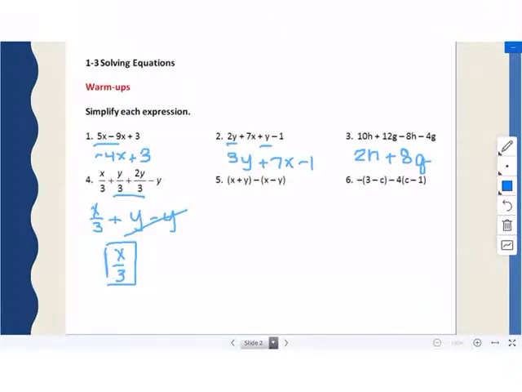In example 5, the first thing we need to do is distribute the negative. So you get x plus y minus x plus y. X minus x cancel, y plus y gives 2y.